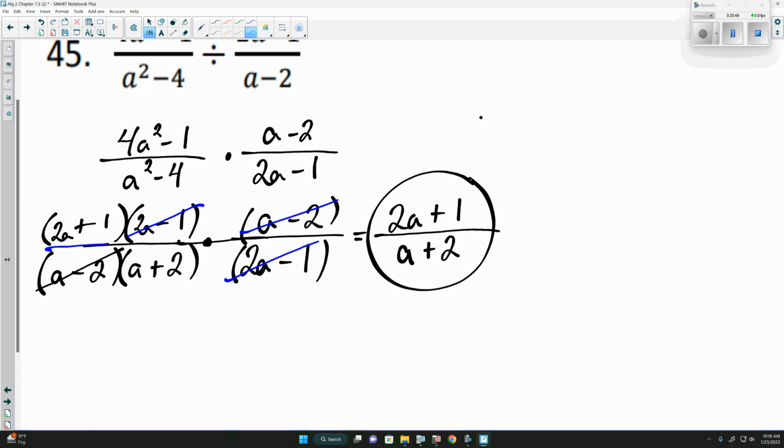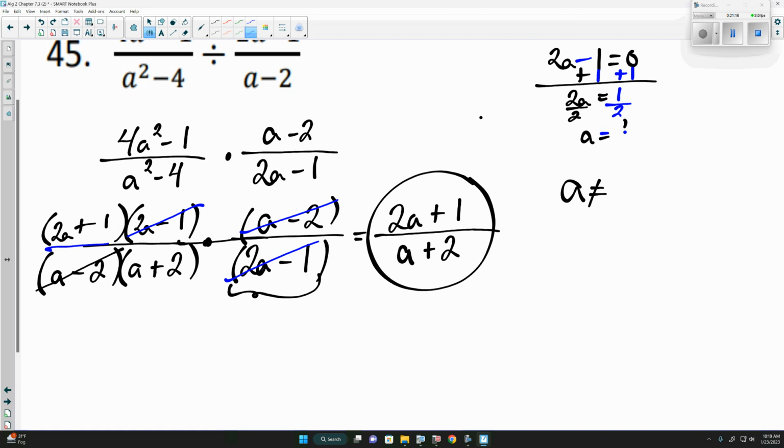Now, if we wanted to look at restrictions, one of the ones we can look at is 2a minus 1. Now, we could set that equal to 0. I'll write it up here. 2a minus 1 is equal to 0. Well, the first thing we can do is add 1 to both sides, telling us 2a equals 1. Then we would divide by 2, telling us a is 1/2. So one of the values a cannot be is positive 1/2, because it would make this denominator here be 0.